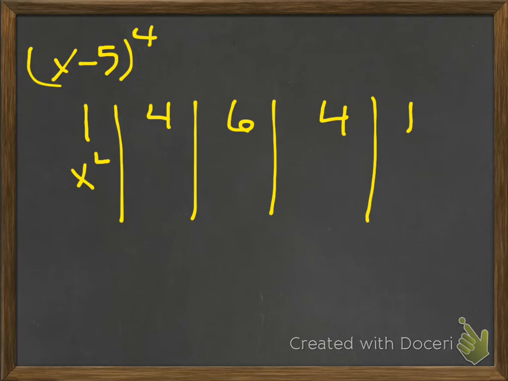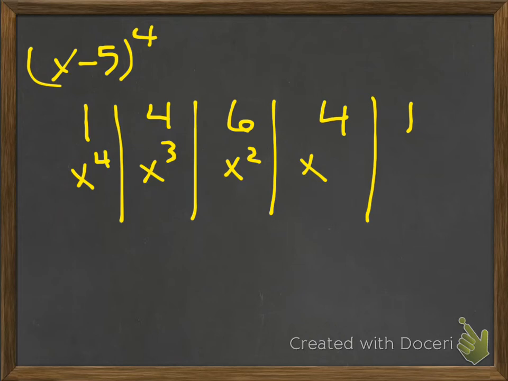The hard part is applying it. Well, here I put those numbers there. Then I create my columns, right? If this left term is x, to what power? To the 4th. So you start at x to the 4th and work your way down: x cubed, x squared, x, no x.